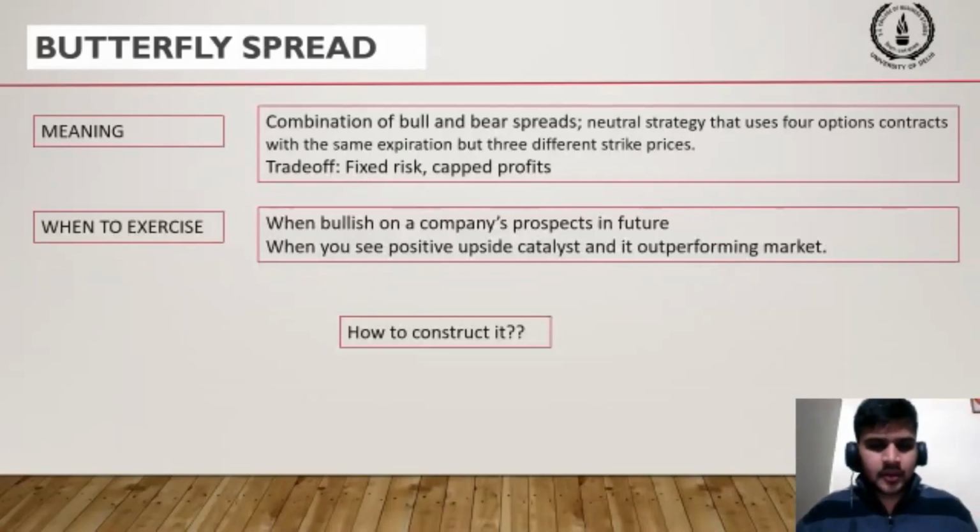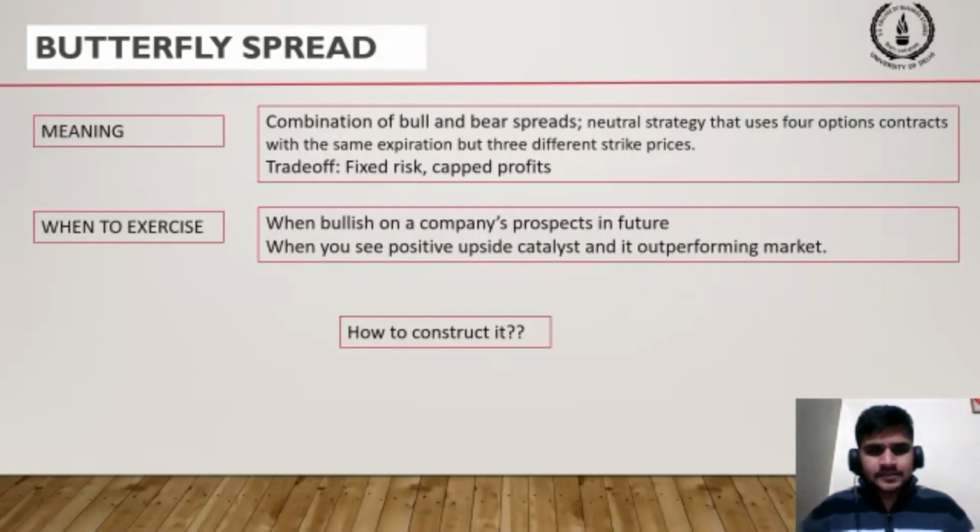Now starting with another popular option strategy, that is the butterfly spread. So the butterfly spread refers to an option strategy that combines bull and bear spreads with a fixed risk and capped profits. So these spreads are intended as a market neutral strategy and pay off the most if the underlying asset does not move prior to the option expiration. They basically involve either four calls or four puts, or a combination of puts and calls with three strike prices.